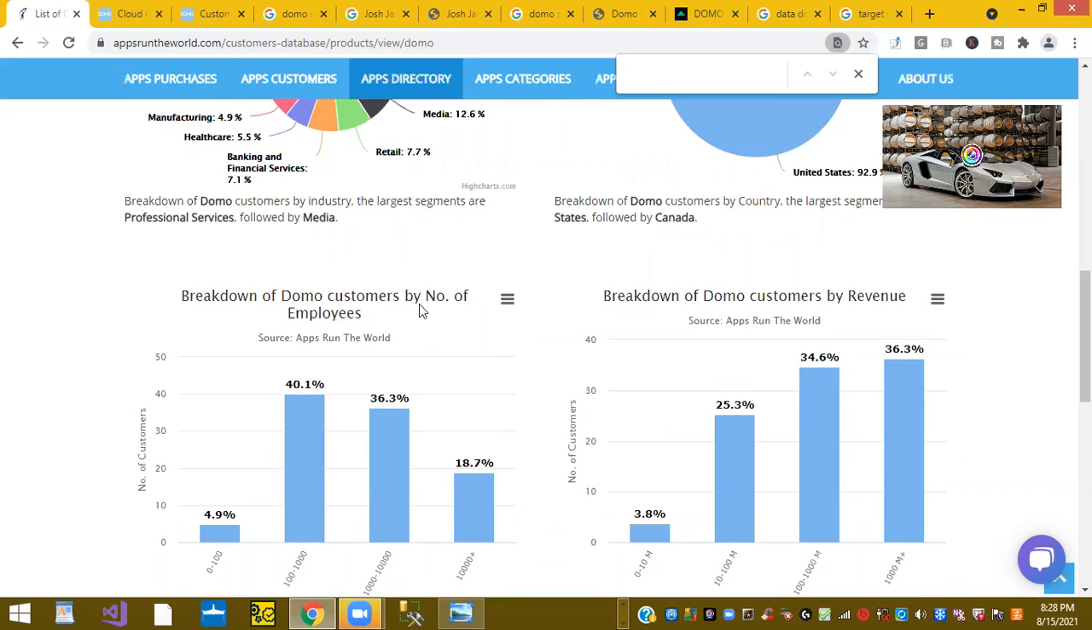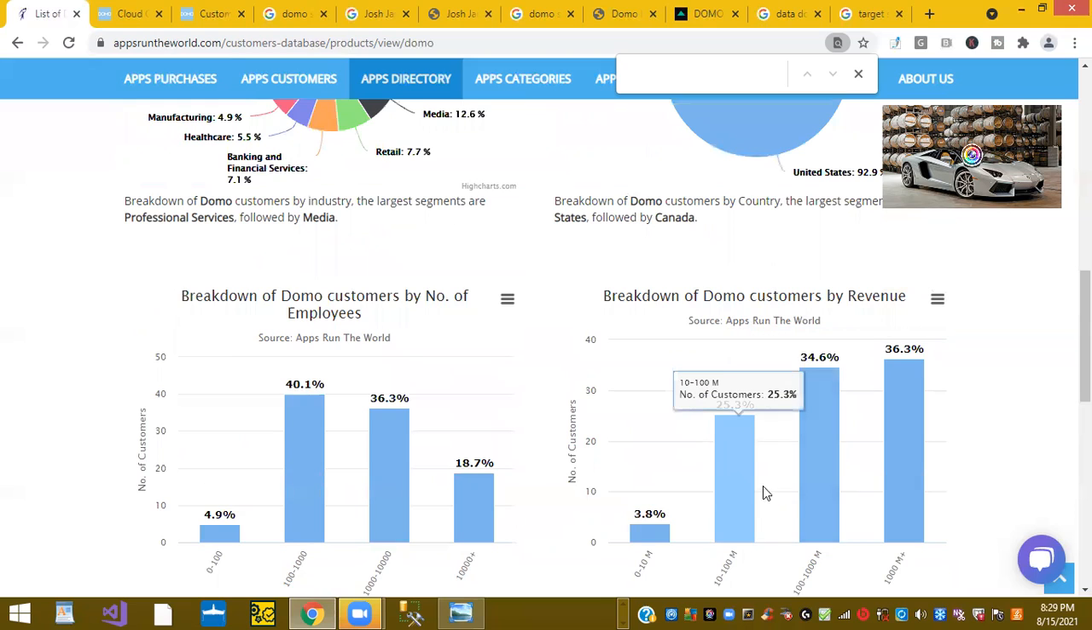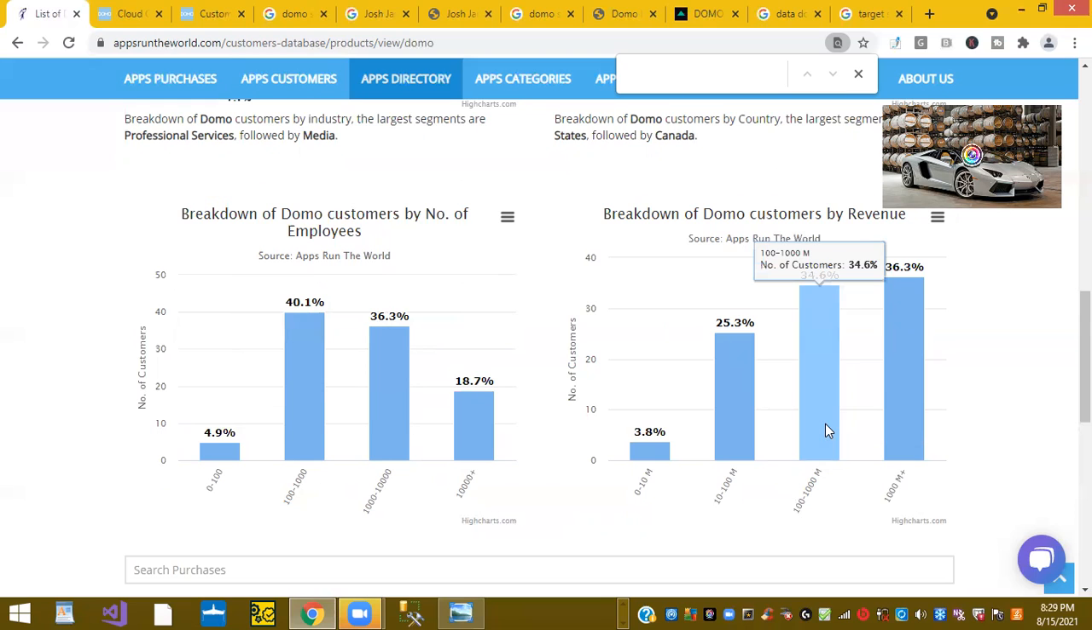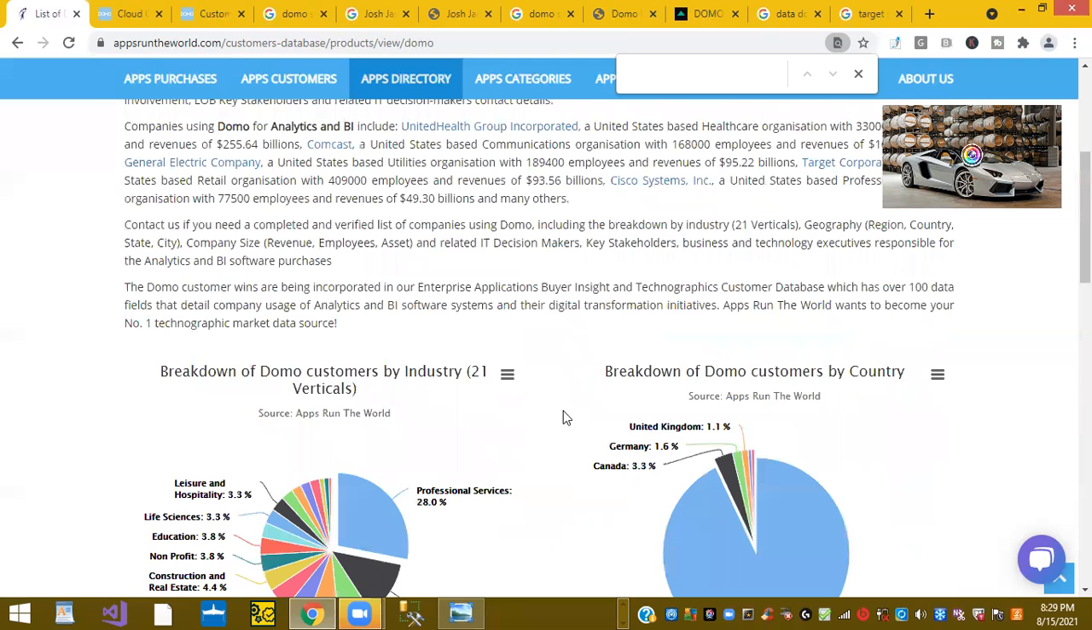Breakdown of customers by number of employees: most of their customers have from 100 to over 100,000 employees. And breaking down customers by revenue, their customers tend to have revenues of $10 million or more. I mean, it's just huge. So a lot of good things about Domo, reasons to invest in it.